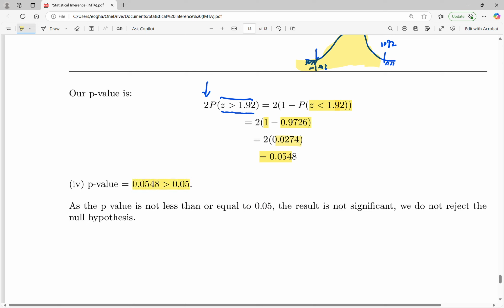It is greater than 0.05. The p-value is not less than or equal to 0.05. The result is not significant. We do not reject the null hypothesis. There we go. In less than 10 minutes, you've done the p-values. I hope it makes sense to you now.